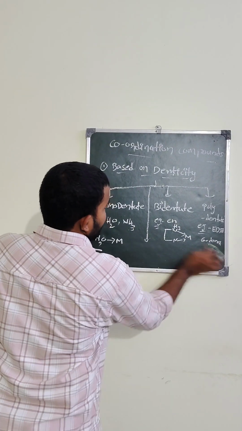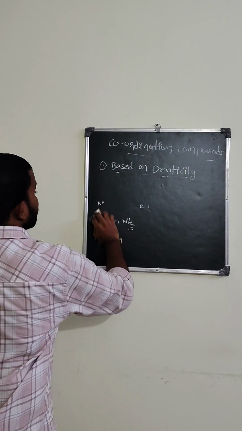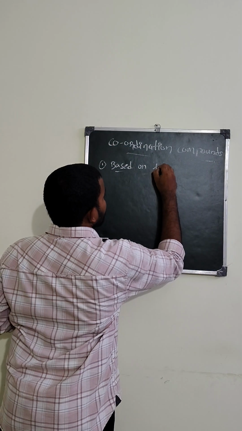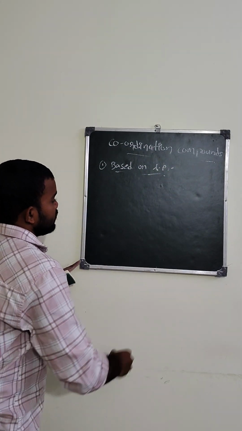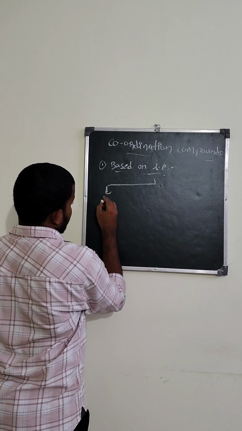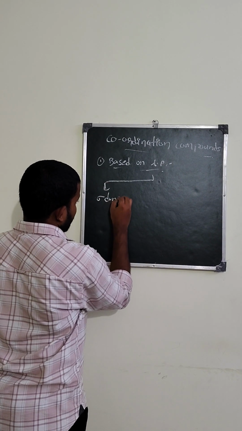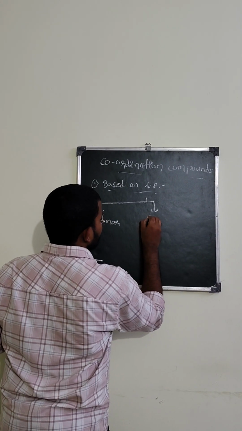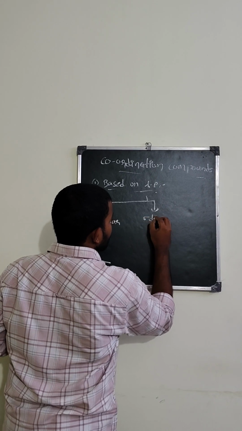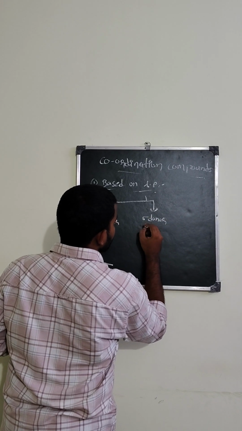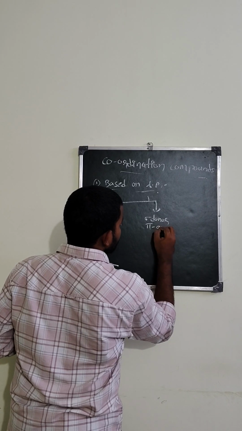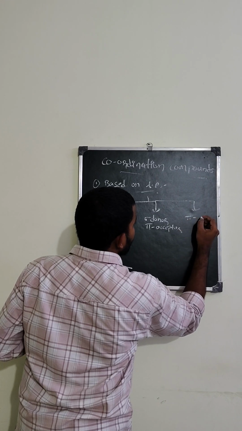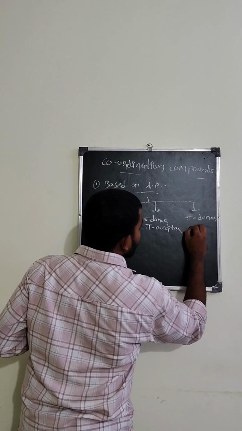And the last one is based on type of donation of lone pair. Based on lone pair donation, it is again subdivided into 3 types. First one is sigma donor, second one is sigma donor pi acceptor, and the last one is pi donor pi acceptor.